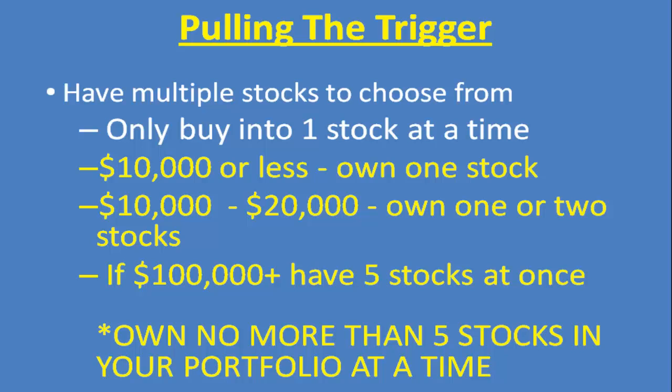If you have $10,000 or less, you're only going to own one stock in your portfolio. If you have between $10,000 to $20,000, own 1 or 2 stocks in your portfolio. Now, if you have $10,000 plus that you're investing in the market, have 5 stocks at once in your portfolio, and then do that all the way up to maybe $1 million or more. I don't know if anyone's going to be trading that amount, but those are the numbers. So don't own no more than 5 stocks in your portfolio at a time.